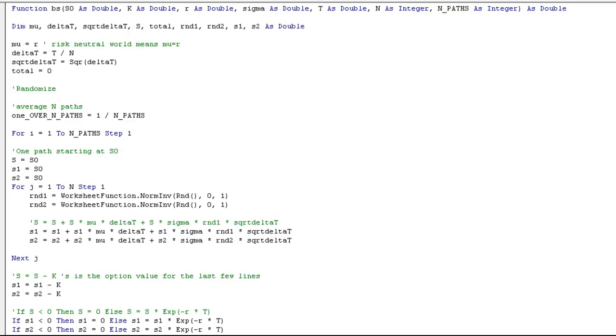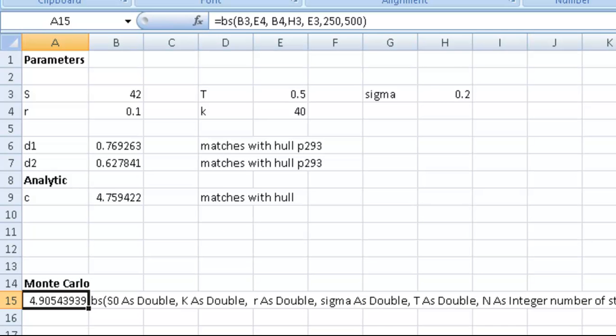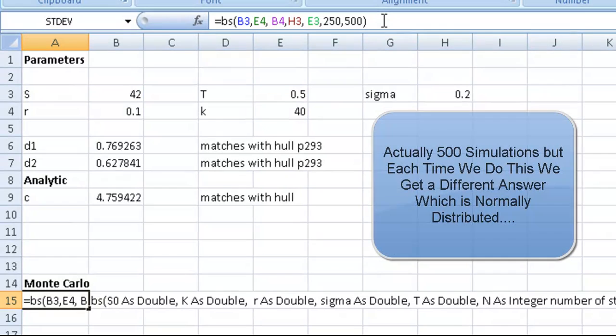And we can see that it's pretty much equal to the value that we got analytically. So I'll just go back there. I got 4.9, while the correct answer analytically, and again, this value is also given in the book, is 4.759. I got 4.9. But this was doing one simulation. If I do it again, I'll get a different value.